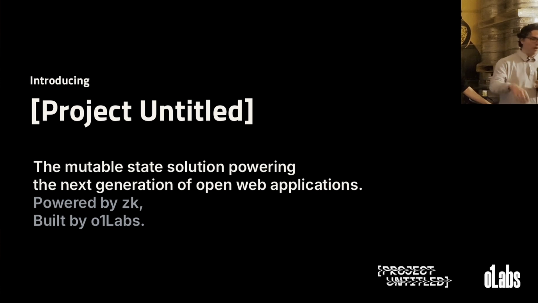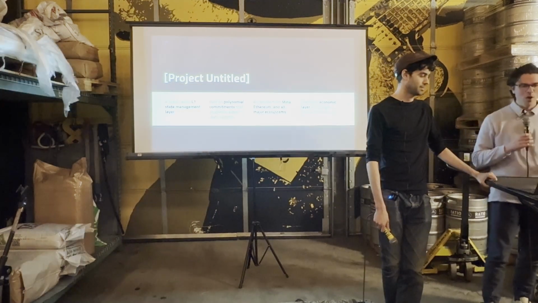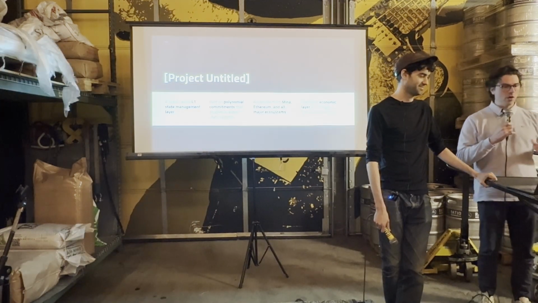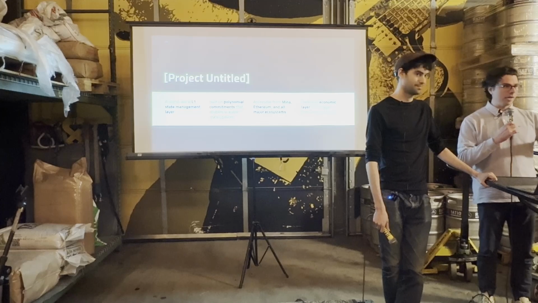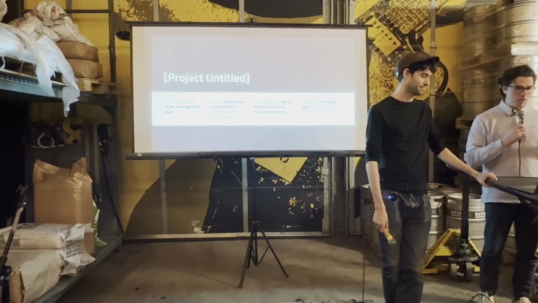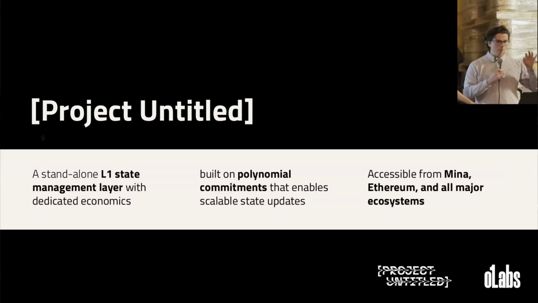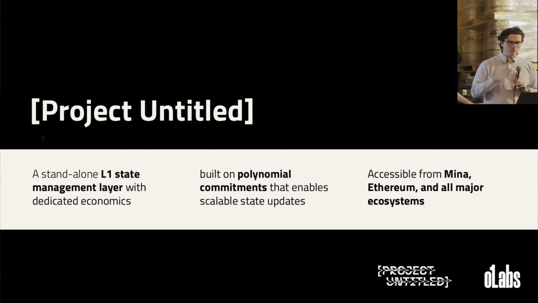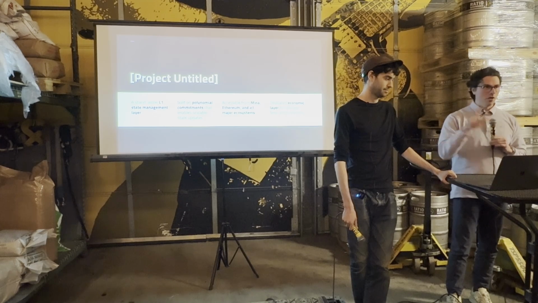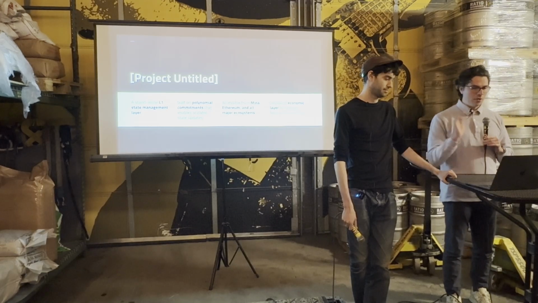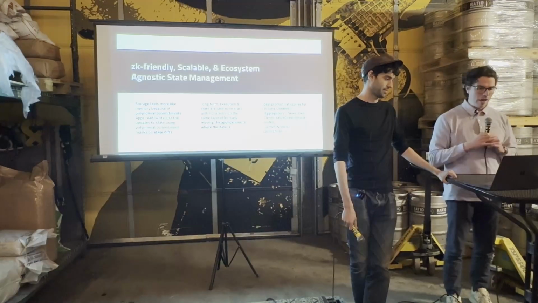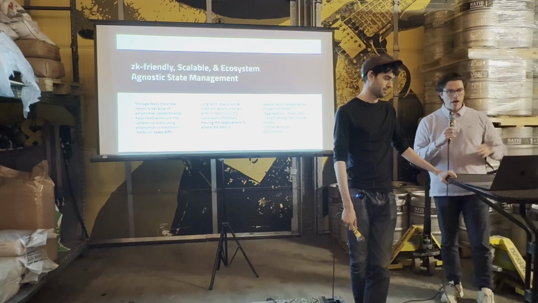It's built on the back of polynomial commitments, and it's built by us at O1, the same team that built Mina. So what is it? It's a few things. It's going to be a dedicated protocol, like a standalone L1. It's going to be its own state management layer. Like I mentioned, built on polynomial commitments, so it enables really scalable state updates that are really fast. It's going to be accessible not just from Mina, but for all of Web3. So we want to solve this problem for the entire ecosystem, and there's obviously going to be a dedicated incentive layer.